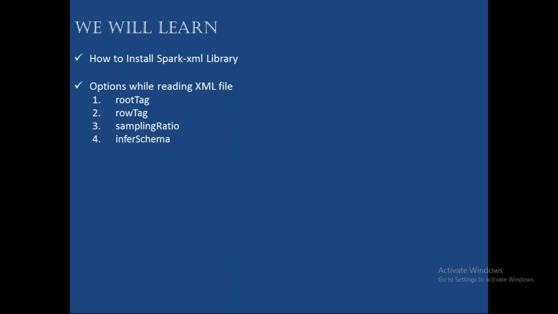Then we will see the options while reading an XML file. We have different options. If you know XML files, we will have a root tag, then a row tag. We are going to discuss in detail what the root tag and the row tag are, and we are going to talk about sampling ratio.